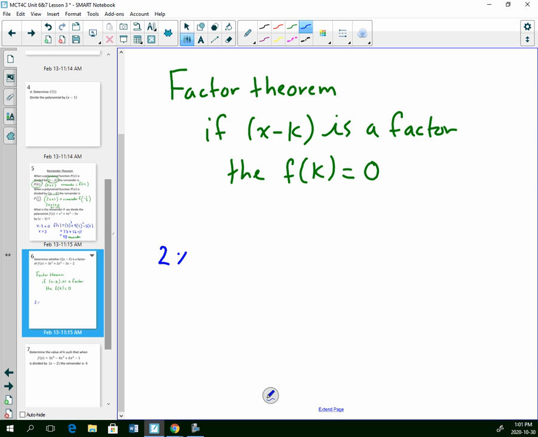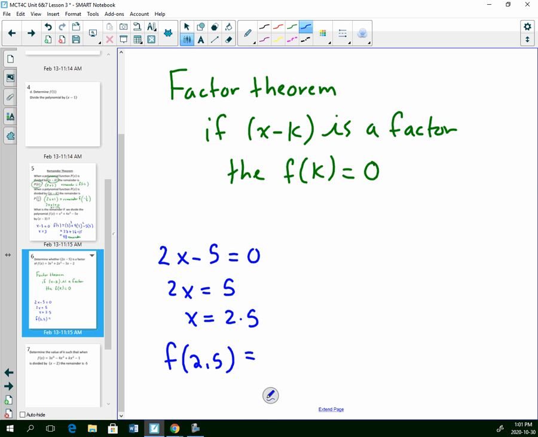So I'm going to take 2x minus 5, and I'm going to solve for x. You can use decimals if you want. You don't have to use fractions. So 5 divided by 2 is 2.5. So I'm going to do f of 2.5 into this function. So 3x cubed plus 2x squared.